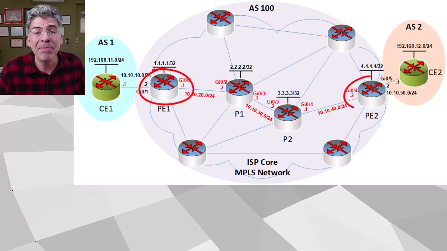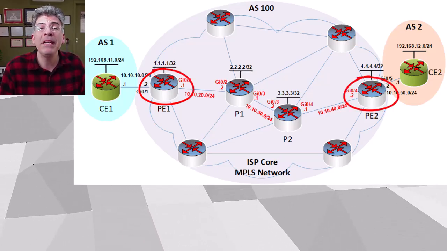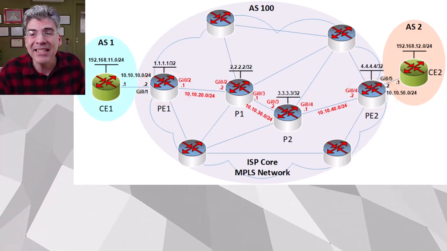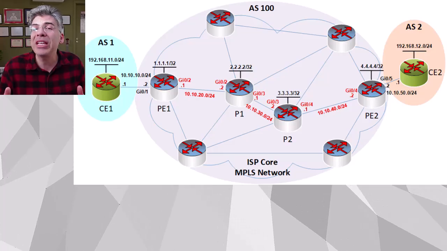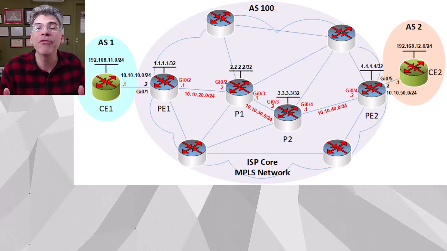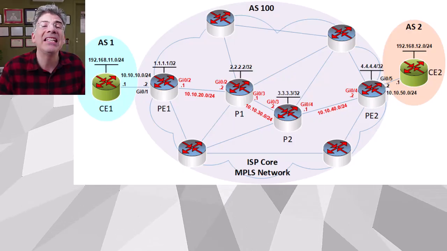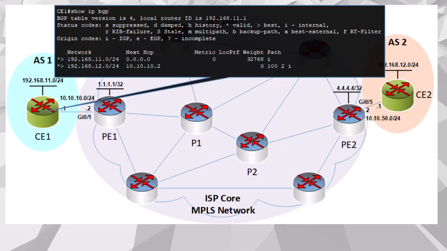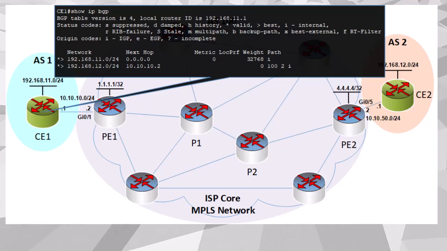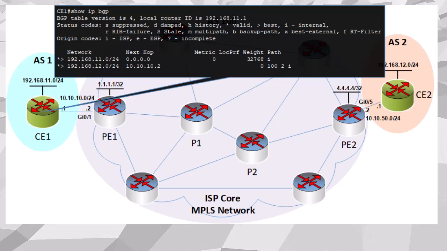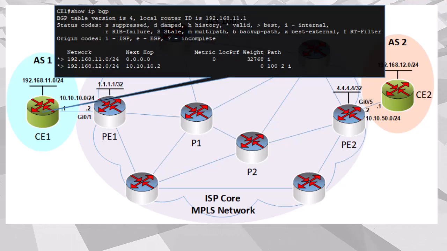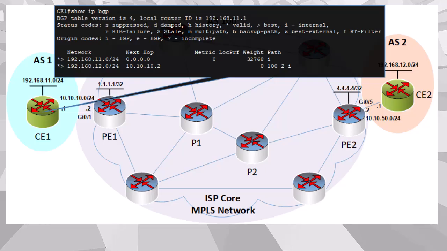Now, PE1 and PE2 have advertised those VPNv4 routes to each other, and they're using the VRFs, the RTs, and the RDs, as well as those eBGP peerings in order to have those routes advertised to the CE devices as well. Now let's start verifying the sharing of these routes by looking at the BGP table of CE1. Remember, CE1 knows nothing about MPLS, VRFs, RDs, RTs, and the like. It only sees an eBGP peering between itself and the PE1 router.